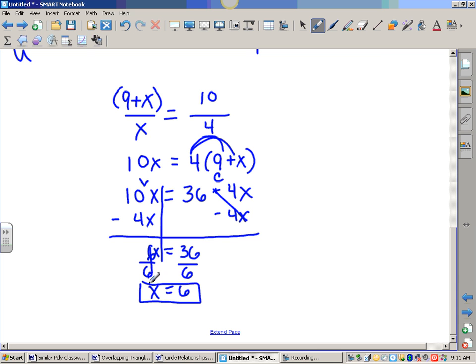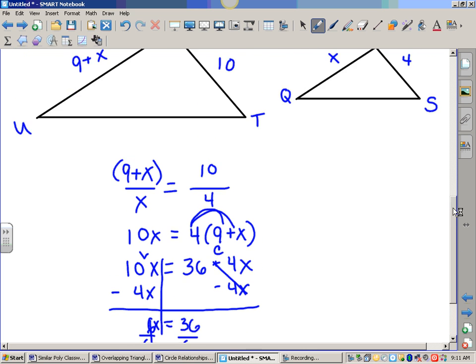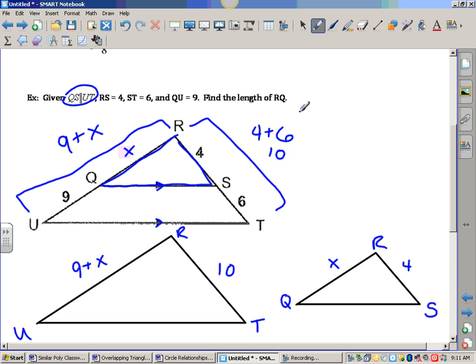So every time you see an x, you're going to plug in a 6. So let's go back up to our work. We want the length of RQ. So let's make sure that we answer our question. RQ, let's find it, is right here. The length of RQ is represented by just the variable x. We figured out that the variable x represents the number 6. So we're all set. There's our answer.